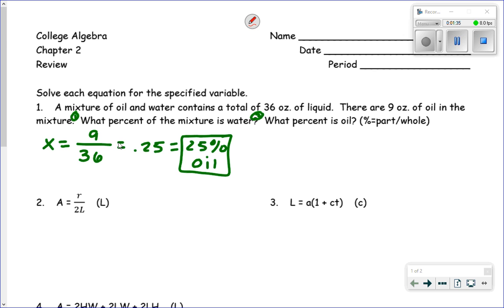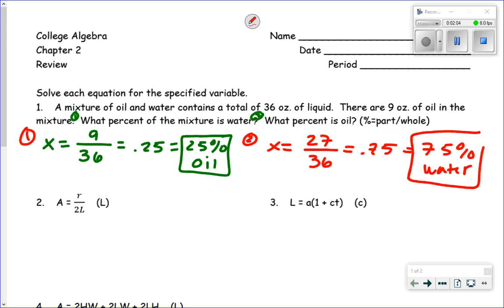Answer 2, now I need to do a percentage of water. So again, we're solving for percent, so that's where my X is. My whole number is 36. Now, if 9 of them is oil, I need to do 36 minus 9, which is 27. So that's my new partial number, and then I need to divide. 27 divided by 36 is 0.75, which is 75%, and that represents water. I know that you could take 25% from 100, subtract, and get 75, but you need to show your work that you are working with the formula.